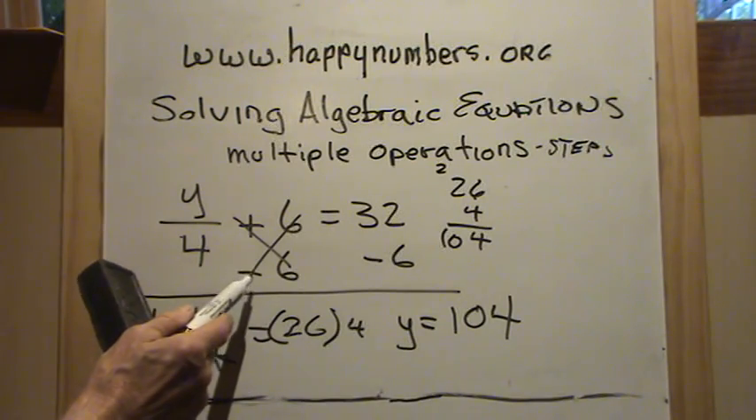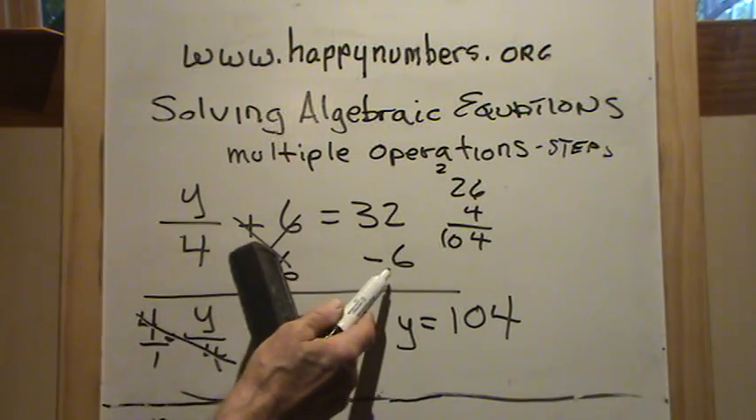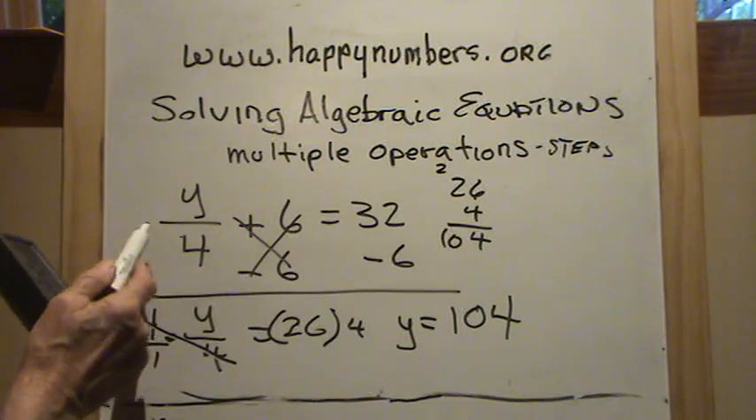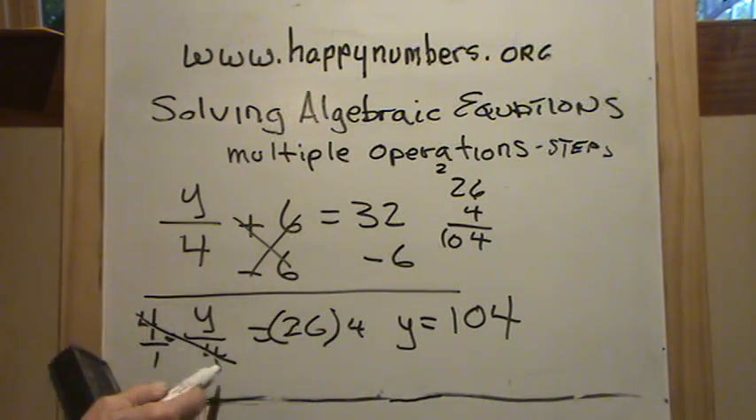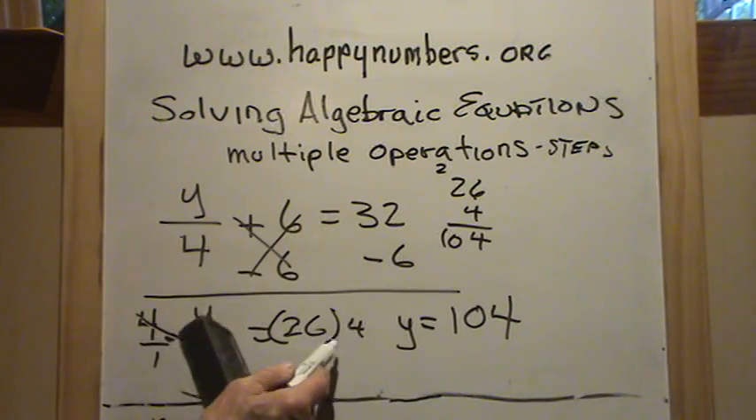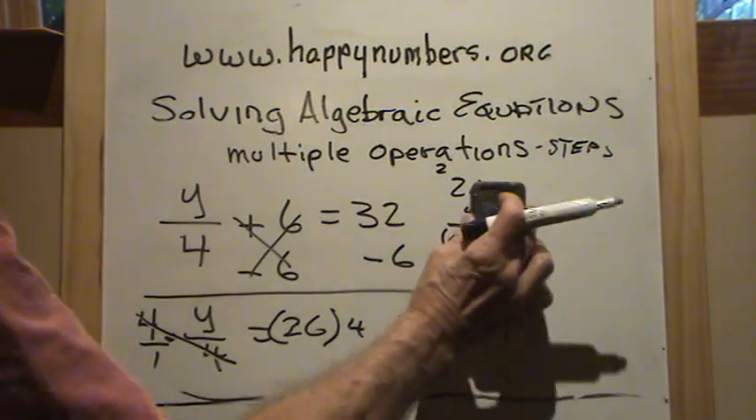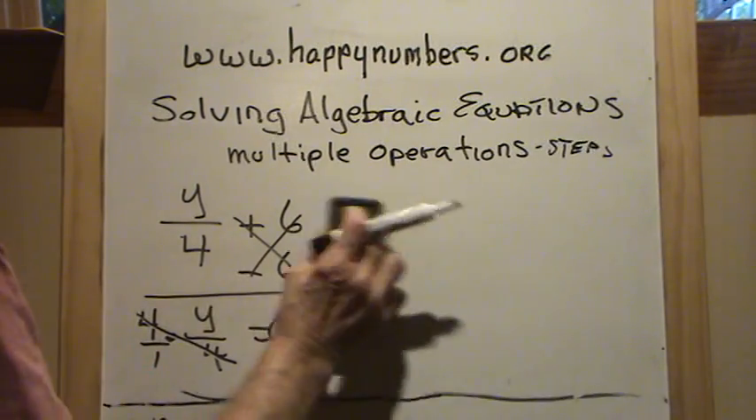So again, in step number 1, I used the opposite or inverse of addition. I added the opposite, a -6, and I had to add a -6 on the other side. Then I had division, and I used multiplication to get rid of it, and I had to multiply here by 4. But let's give you some problems here and see.